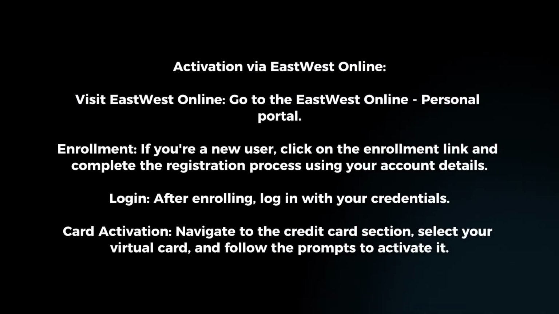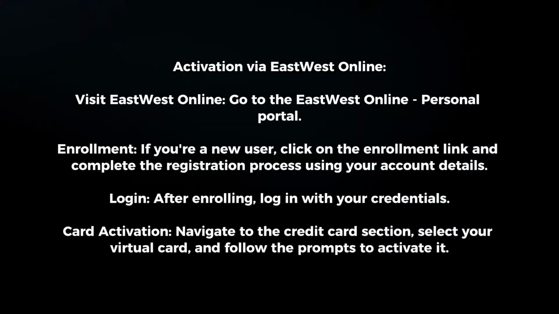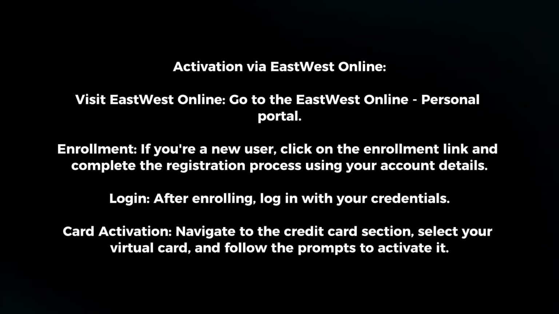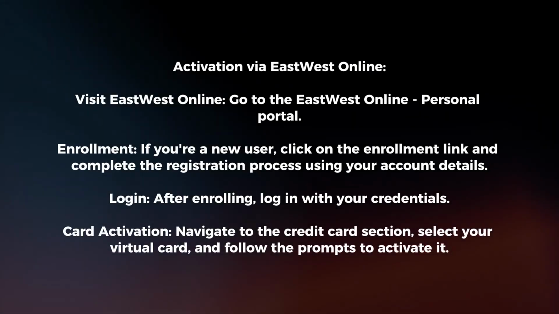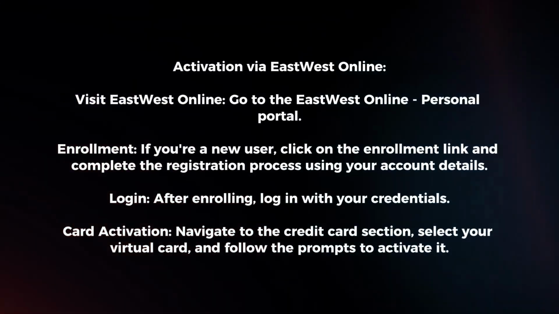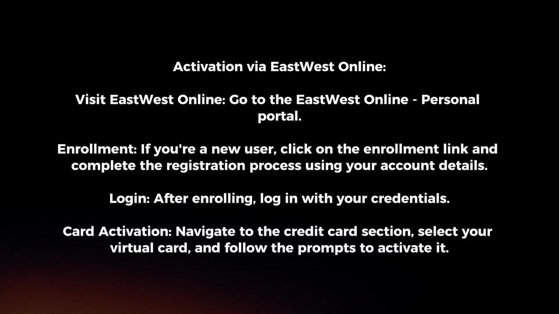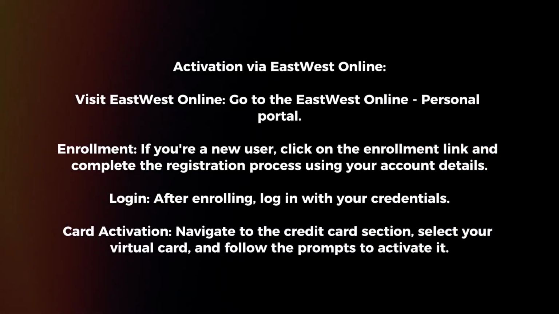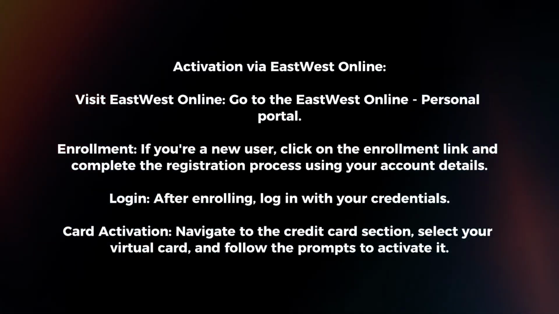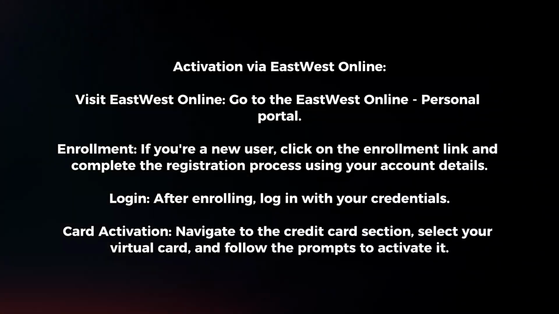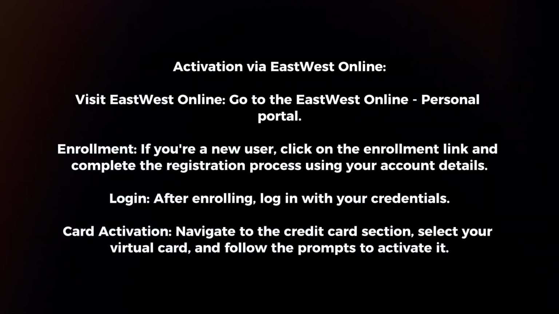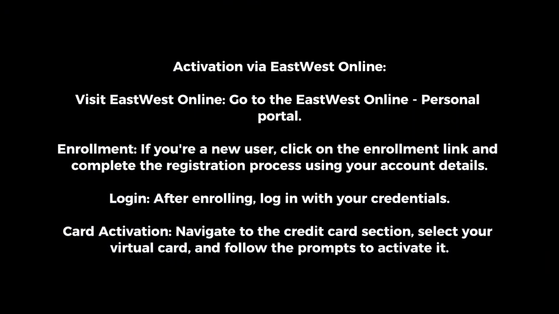Activation via Eastwest Online. Visit Eastwest Online. Go to the Eastwest Online personal portal. Enrollment. If you're a new user, click on the enrollment link and complete the registration process using your account details. Login. After enrolling, log in with your credentials. Card activation. Navigate to the credit card section, select your virtual card, and follow the prompts to activate it.